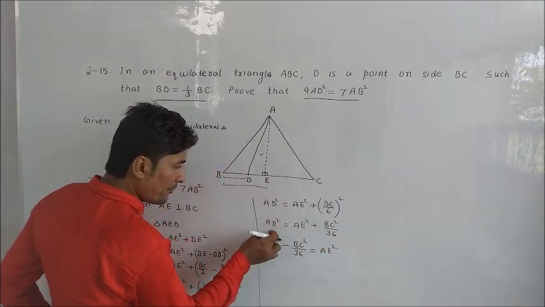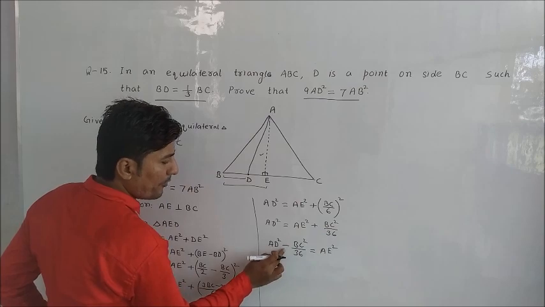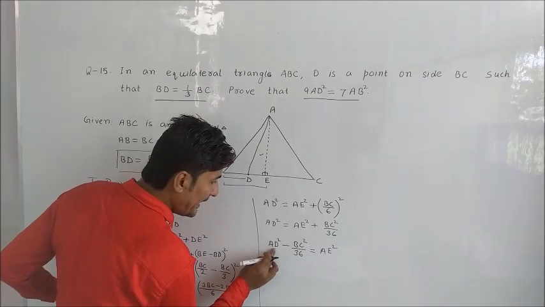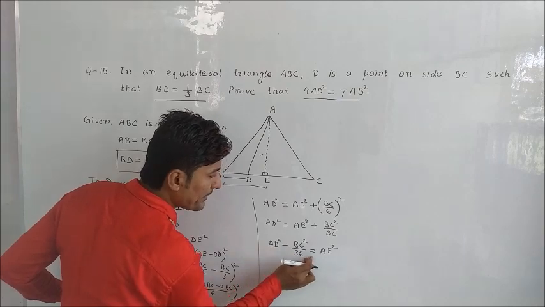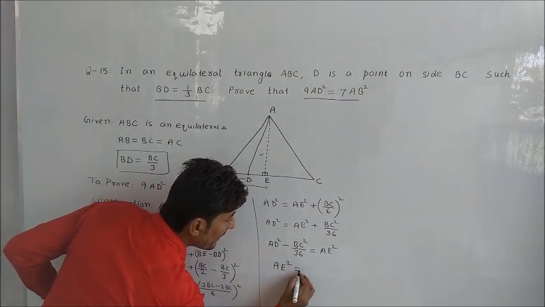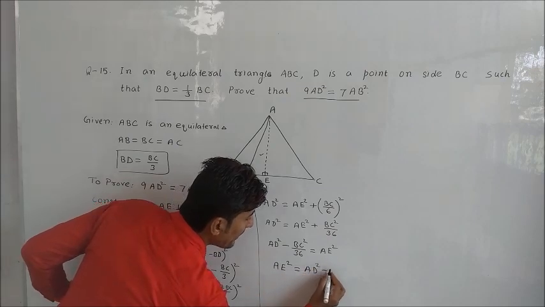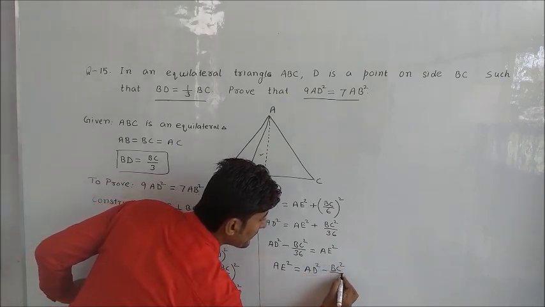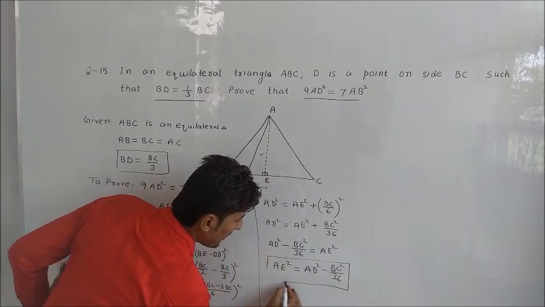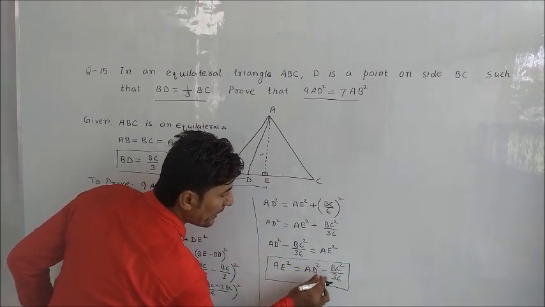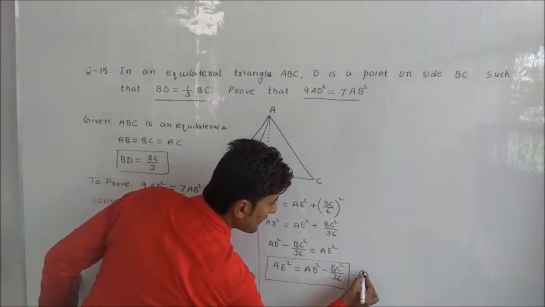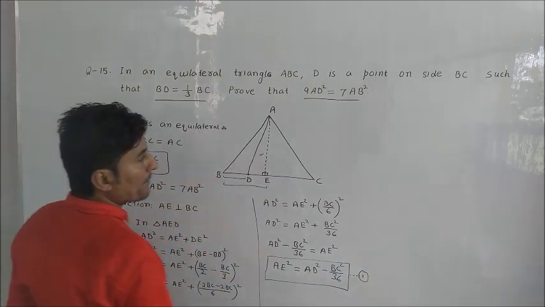Finally we can say AD square minus BC square upon 36 equals AE square. If we send this term towards the LHS, then the sign will change from positive to negative. So we can write AE square equals AD square minus BC square upon 36. This can be taken as equation number 1.